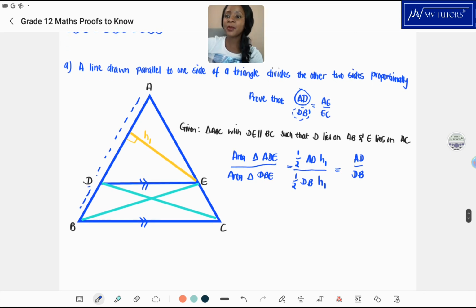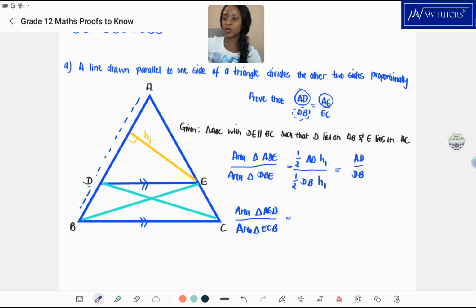Okay, and then I'm going to do the very same thing. I'm still looking at area of triangle AED. I'm going to say AED this time, because I'm looking at the AE here. So AED or DAE, doesn't matter. So area of triangle AED over area of triangle ECB.